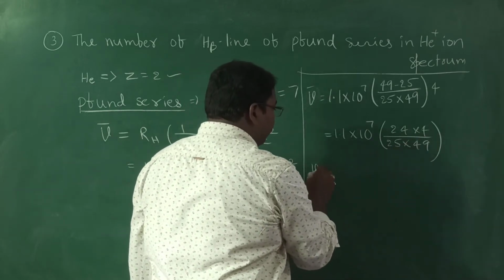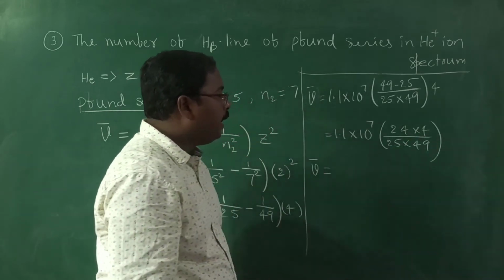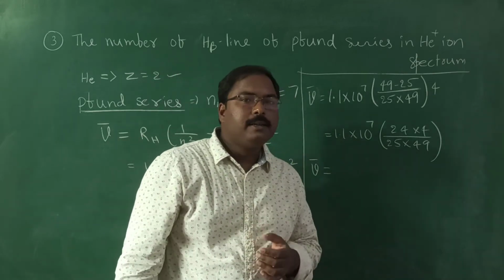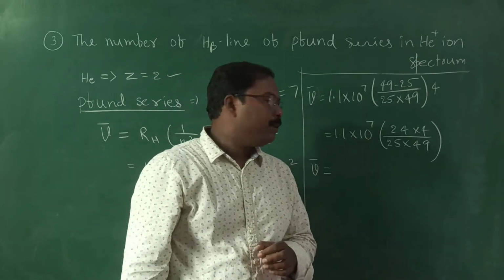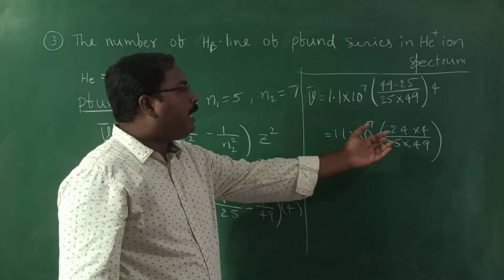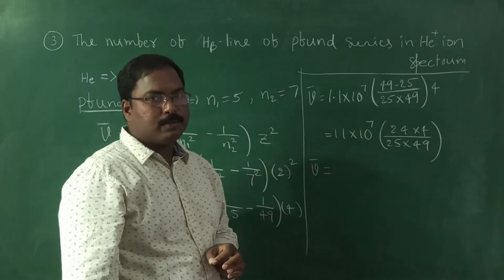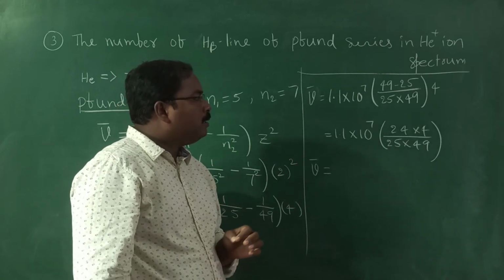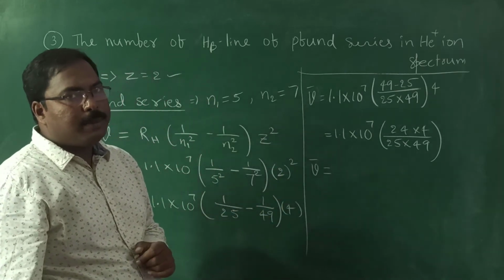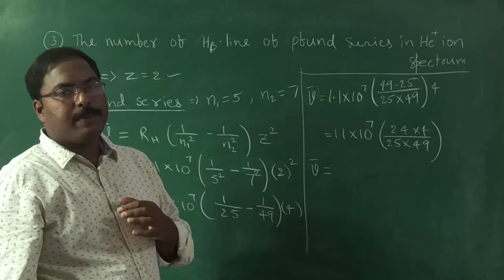Now let's observe this. Nu bar is equal to. Regarding simplification, we should be careful. See, exact calculations, these multiplications and divisions, you are able to do. Correct or not? But I told you, in competitive examinations, we need to do it approximately. Okay?